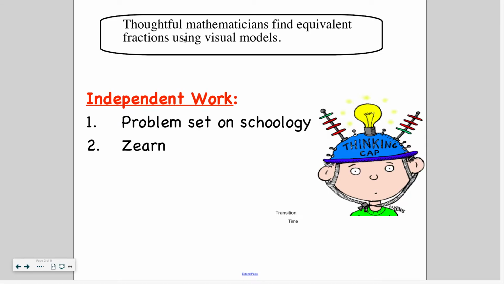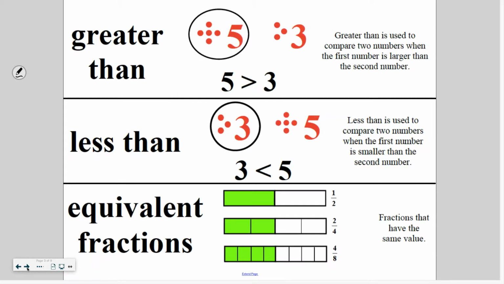Hi scholars, today we are finding equivalent fractions using visual models. So we're going to go over some vocabulary.